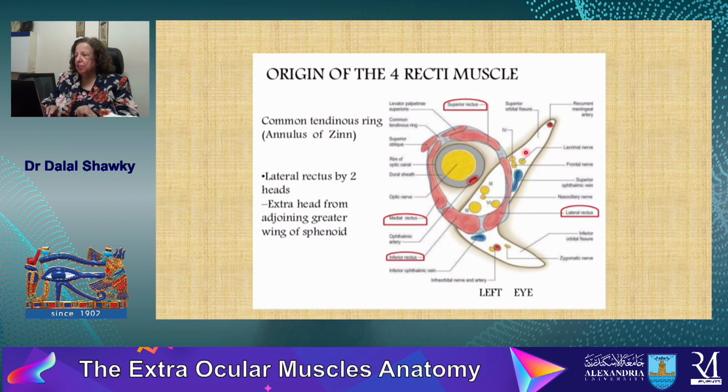And we have to know the structures passing through the superior orbital fissure. We study all of them in the anatomy of the orbit.